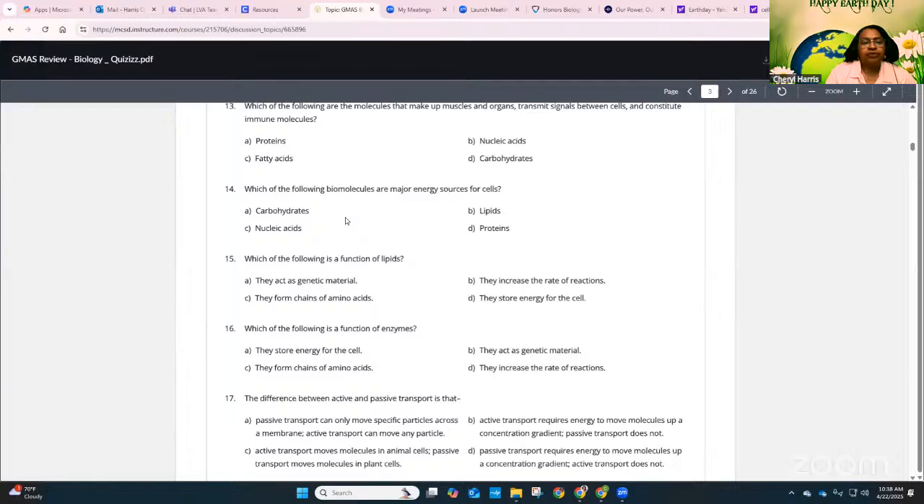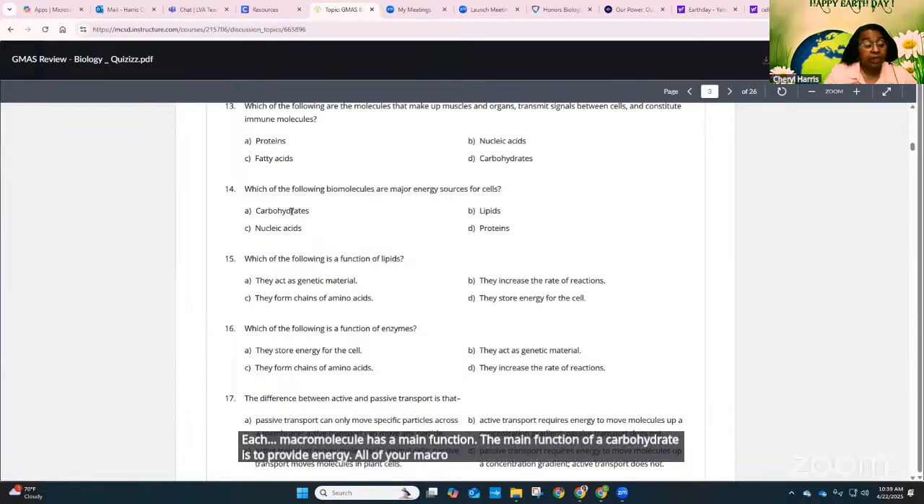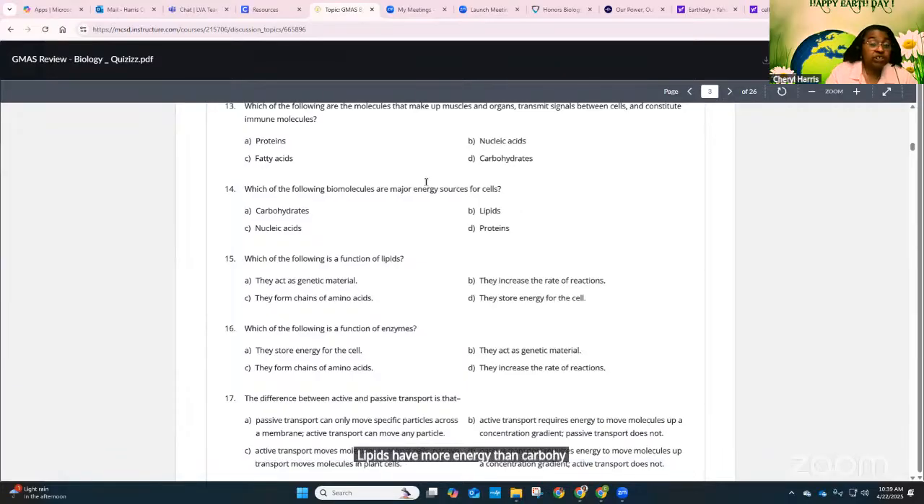14. Which of the following biomolecules are a major energy source for cells? I kind of disagreed with this question. Each macromolecule has a main function. The main function of a carbohydrate is to provide energy. All of your macromolecules can provide you with energy. I say this because your answer key is going to tell you that it's lipids. Lipids have more energy than carbohydrates. It's just harder to get to them.